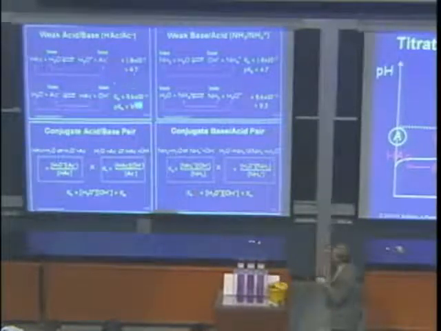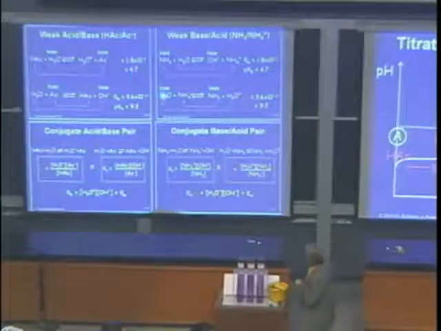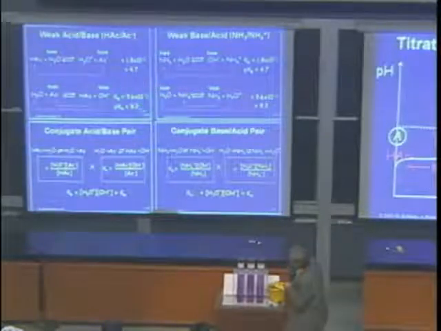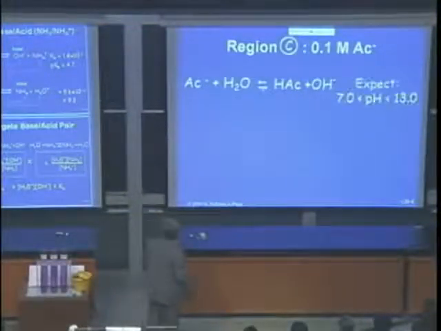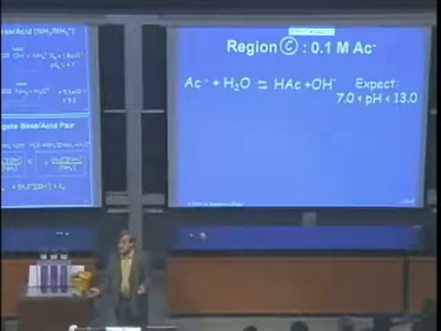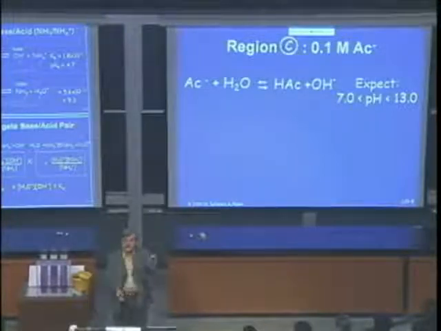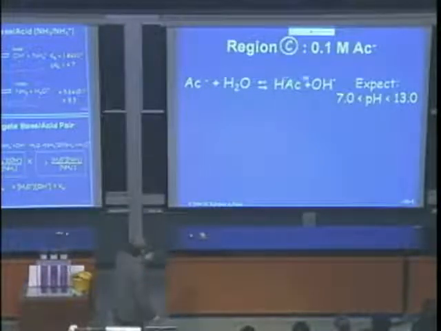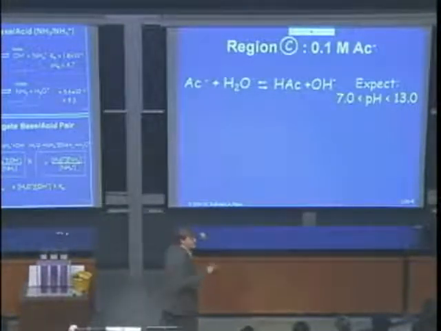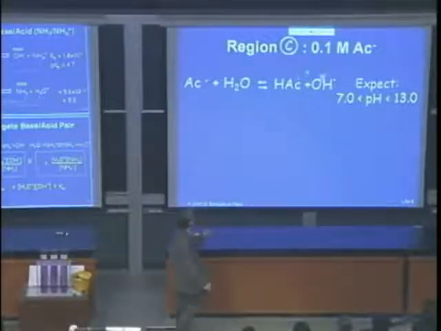Of course, it's a lousy base. Look at how small that base constant is, all right? That's what Henry said. It's a weak base, but it still makes some OH minus. So let's calculate this now. What would we expect? It would not be pH 7, because it's a weak acid that we titrate with a strong base, and we get to the equivalence point, but then it starts reacting with the water and makes OH minus. So the pH should be larger than 7 and smaller than 13, of course. All right? So let's calculate this.